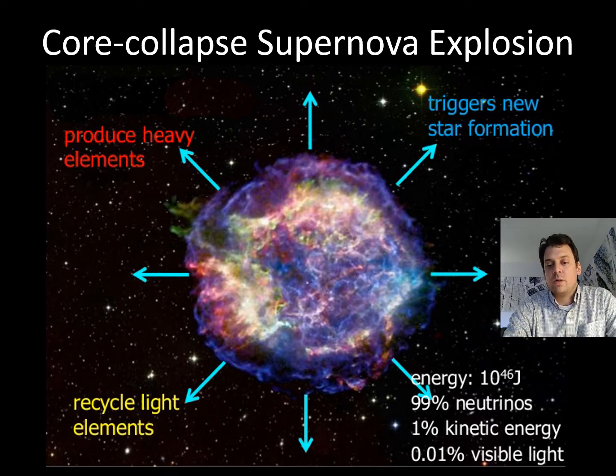Almost all of what's left, the 1%, is in kinetic energy, which just means the energy of motion of the nuclei that are being ejected into space. And then a measly 0.01% or so comes out in the form of visible light. But as I've mentioned before, that's enough to make these things extremely bright. So 1 part in 10,000 of the energy comes out in the form of visible light, but it's still extremely bright. And so we can see these things from very, very far away when they occur.